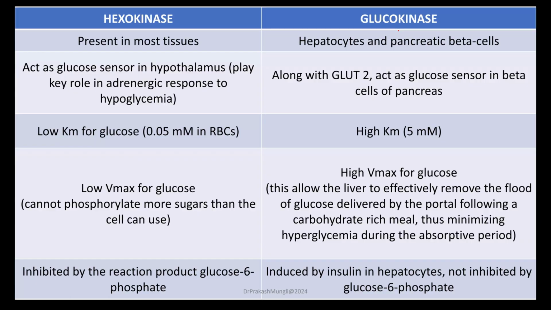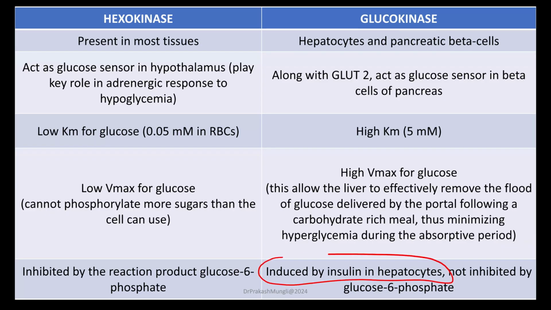Glucokinase is a glucose sensor because it will allow glucose only when it is plentiful. And look at the regulation down here, which we are going to go over again. Hexokinase is feedback inhibited by its end product, glucose 6-phosphate. That's a classic feedback inhibition. Whereas insulin induces glucokinase in the hepatocytes.